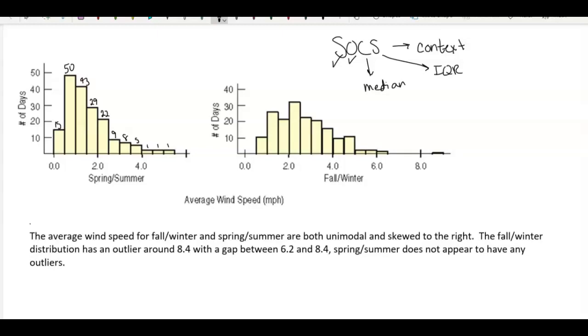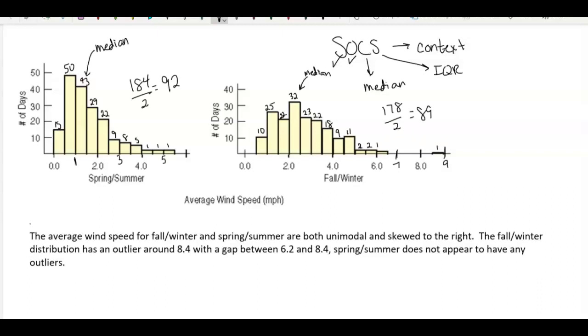So let's figure out, and then you guys try it for the second one, so we can try and estimate where our medians are. Okay, so I counted up and I got 184 here and I got about 178 here. Give or take a few, it's okay if we're off. And so 184 divided by 2 is 92. So that tells me my median is right in this bin right here. This is my median bin.